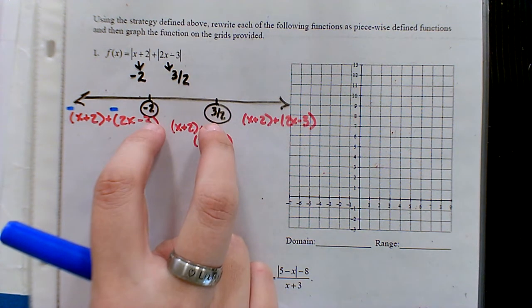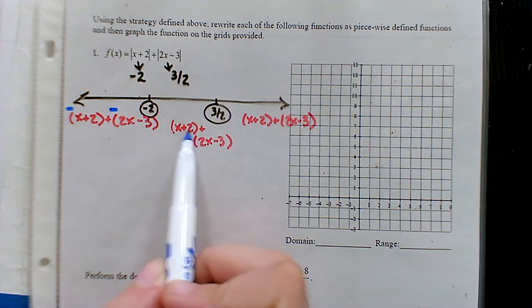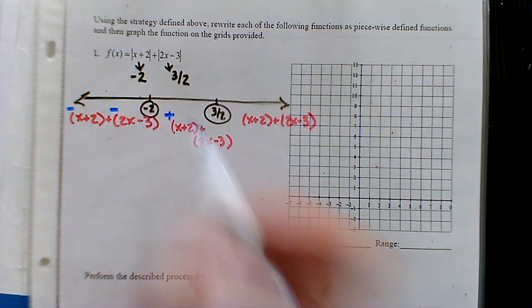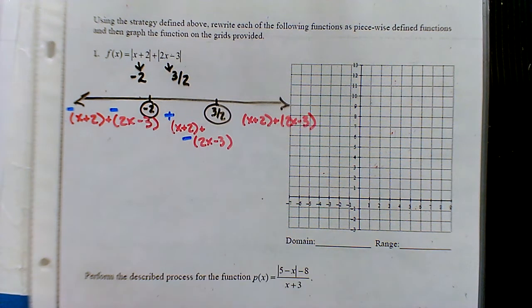So in the middle interval, you got to pick some number between -2 and 1.5. That's the same as 3/2. What number do you want to pick? 0? Okay. 0 plus 2, that's a positive value. 2 times 0 minus 3, that's a negative value. If you put 3/2, you get 0. Well, we're not doing 3/2. That's a changing spot, okay? We want to figure out what's happening in between the changing spots.